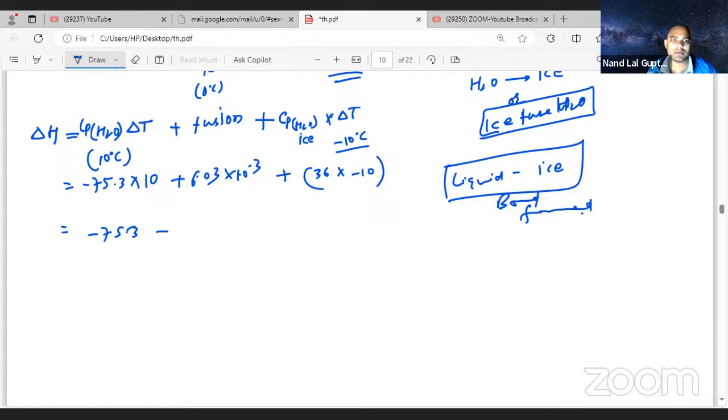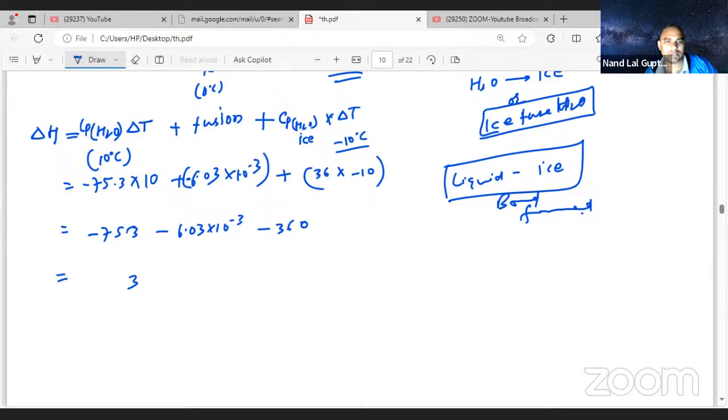Here what will be there? This will again get added as a negative term. Fusion is also a negative term. Enthalpy of fusion means the energy will liberate, so this term will also be negative. So what will be there if you are adding this? So 6.03, I am writing 10 power minus 3 as it is, and then minus 360. I don't know how much you have understood. This is the 3.